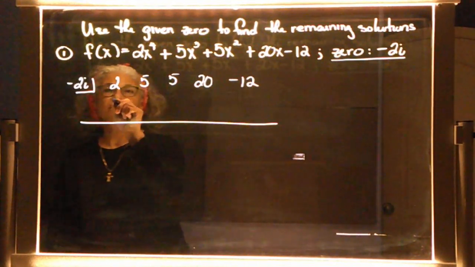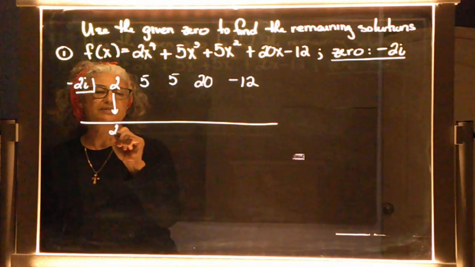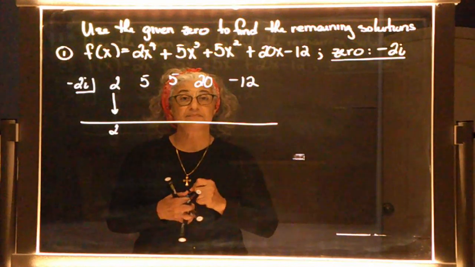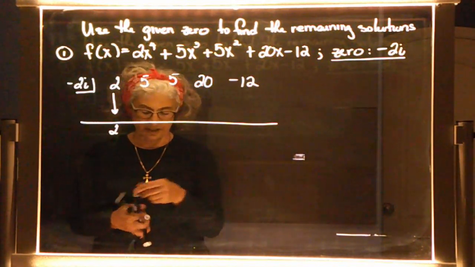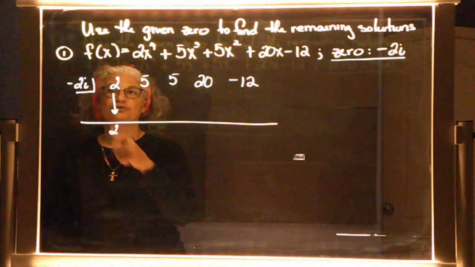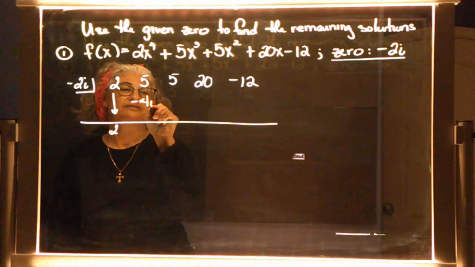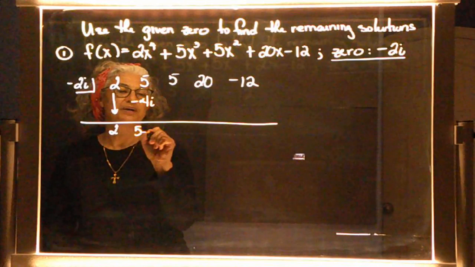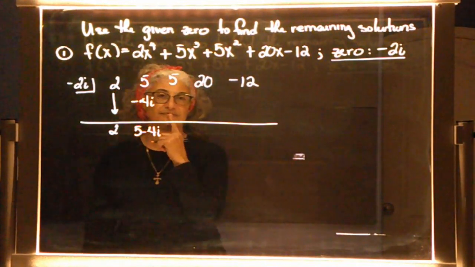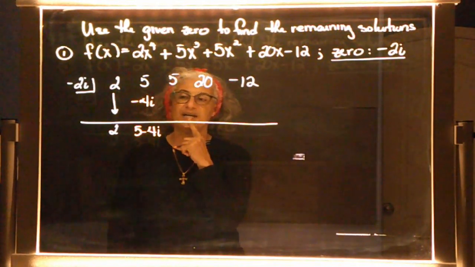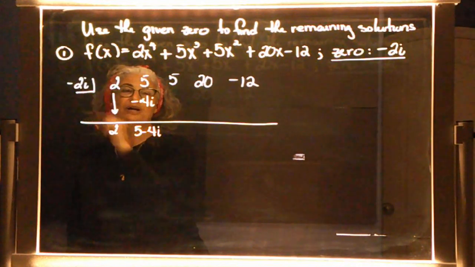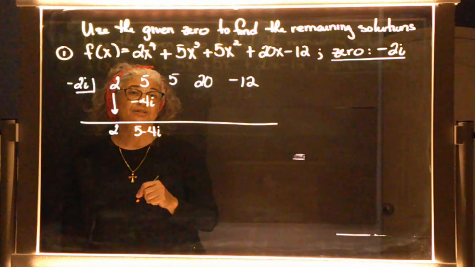Okay? Remember, that first number always comes down. That's how we start, right? So here we go. So 2 times negative 2i, that's negative 4i. So I have 5 minus 4i, don't I? Okay, well that's lovely. And now I have to take 5 minus 4i and multiply by negative 2i, don't I?